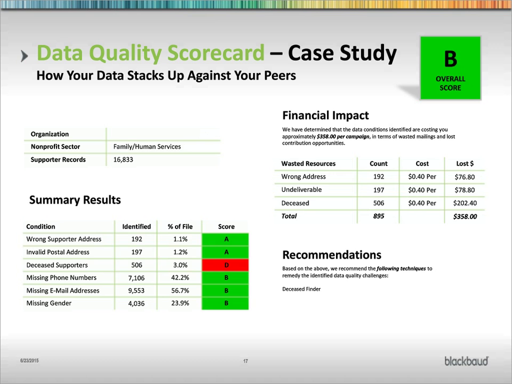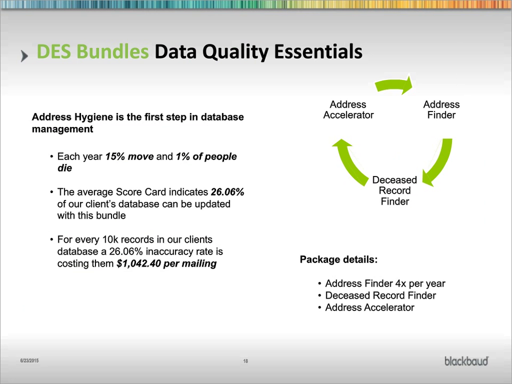A lot of organizations will see multiple areas within their scorecard where they could improve their data. So we have created these different bundle services where we loop in the address finder, address accelerator, and deceased record finder, where we can help you save some money on getting several services at once. A lot of customers find this one in particular, the Data Quality Essentials, to be extremely valuable and the best way to fit their needs.